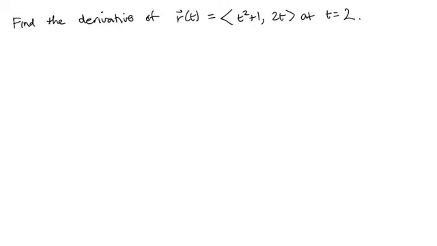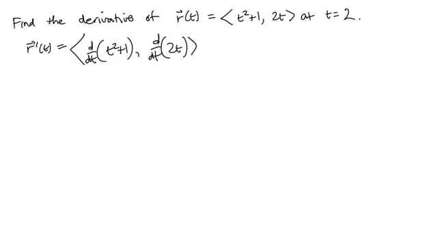Let's find the derivative of the vector-valued function r of t equals ⟨t squared plus 1, 2t⟩ at t equals 2. So notice that this is a plane curve, not a space curve, but the principle is still the same thing here. If we want to work out r prime of t, all we have to do is take the two components, t squared plus 1 and 2t, and we just need to differentiate them one at a time.